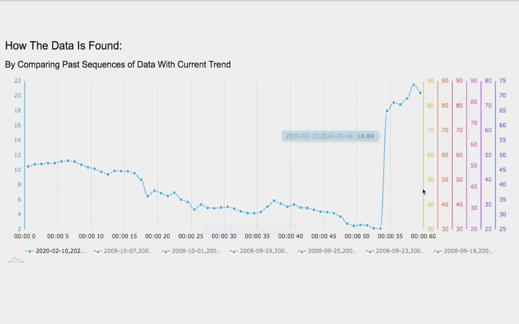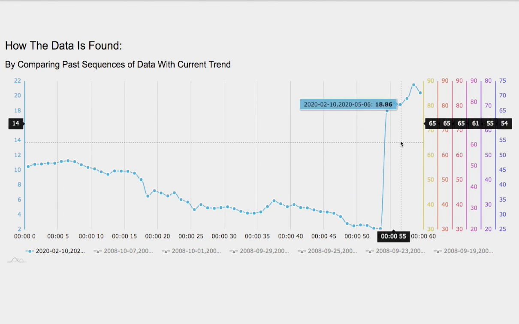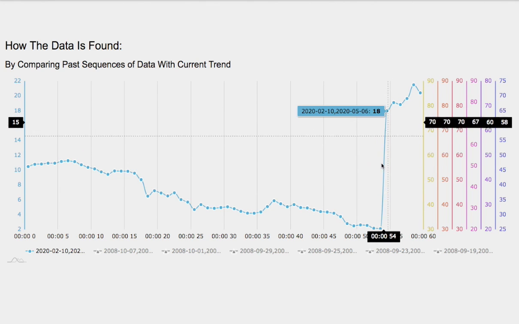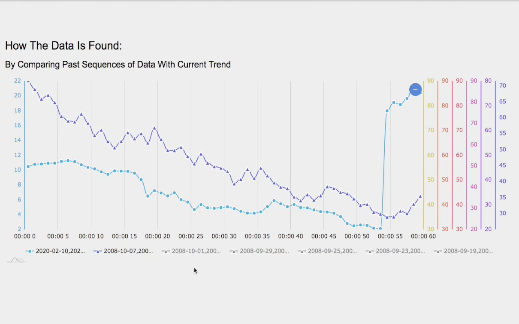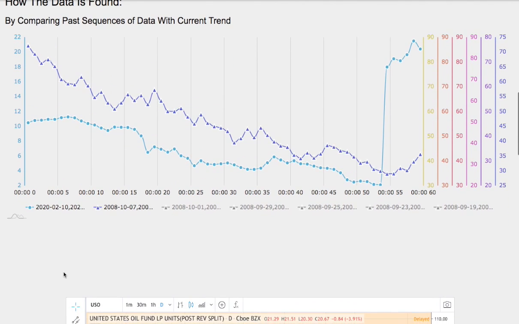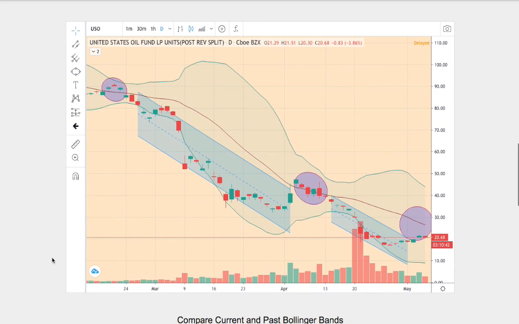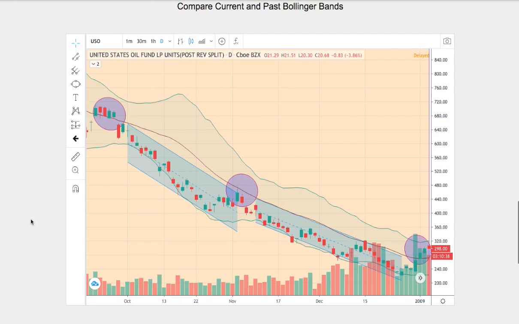Right here we have the current trend. The spike in price was due to the reverse split on USO. It was a 1:8 ratio split, and the trend overlapping it is the best match, and that dates back to October 7, 2008 to January 2nd, 2009. So right here we have our current trend, and below is a trend that I believe is the best match. So let's compare the two trends.